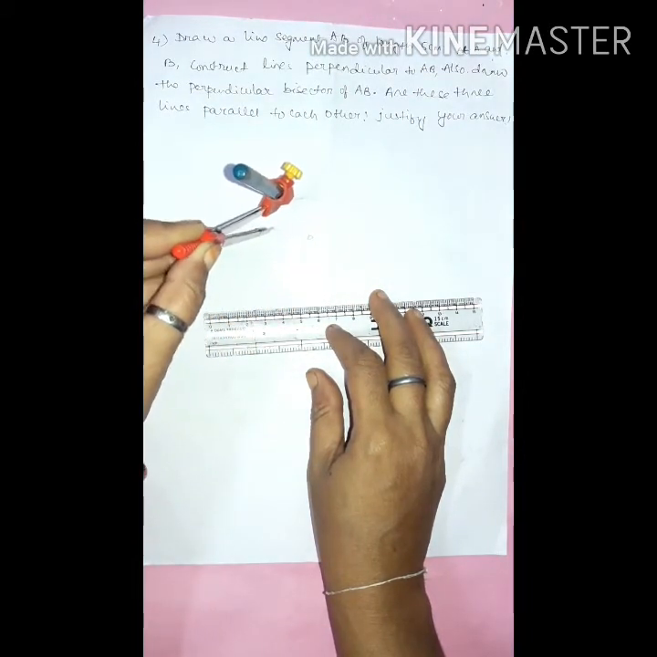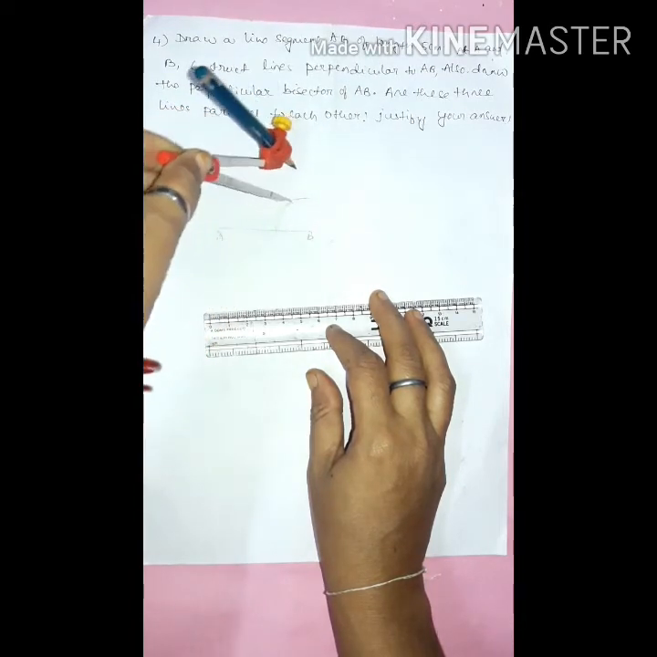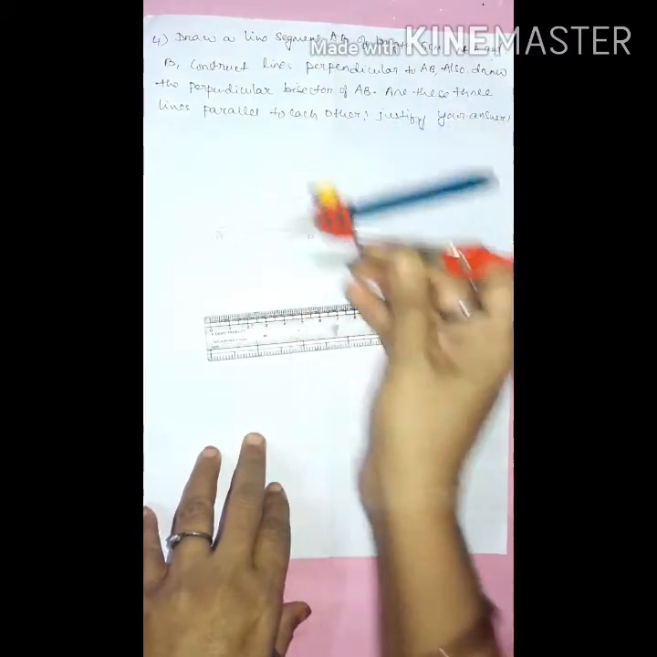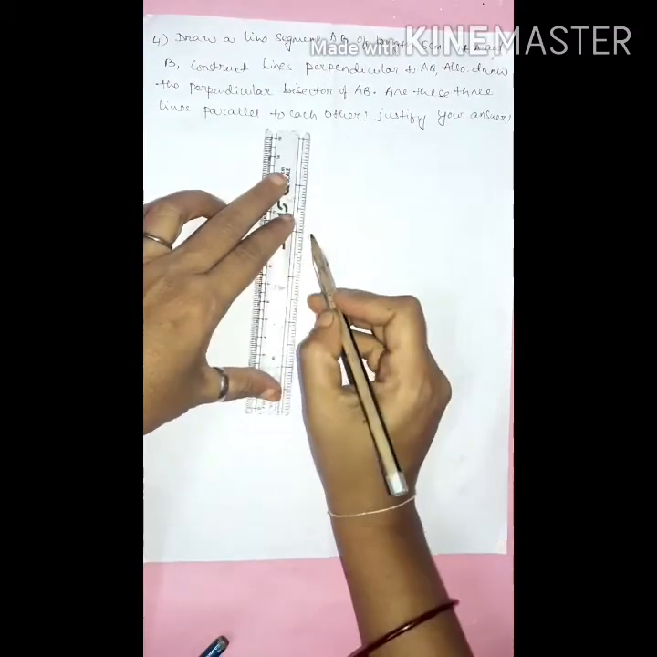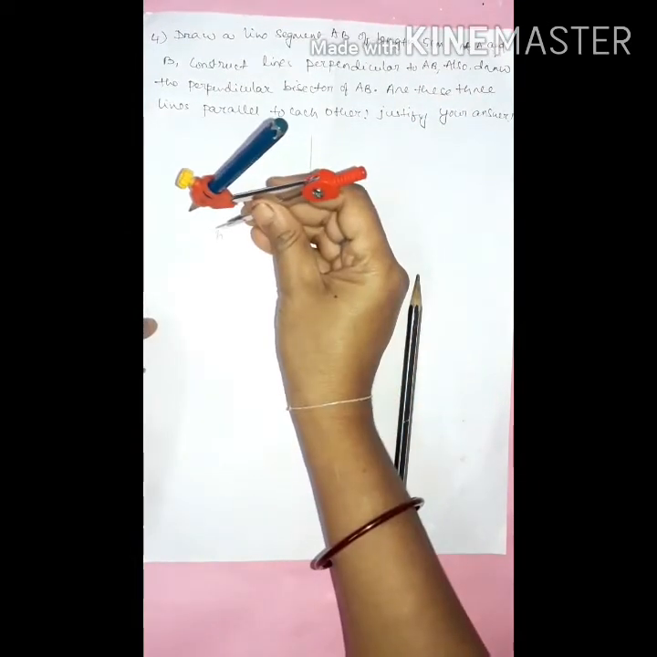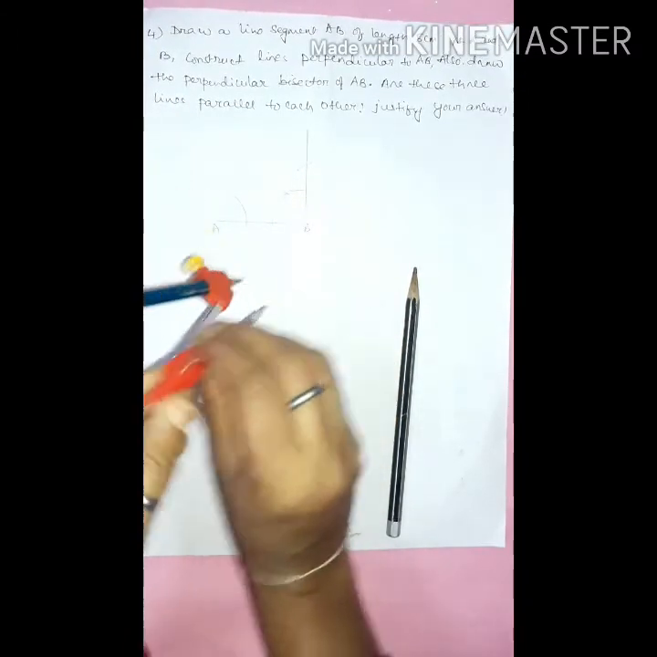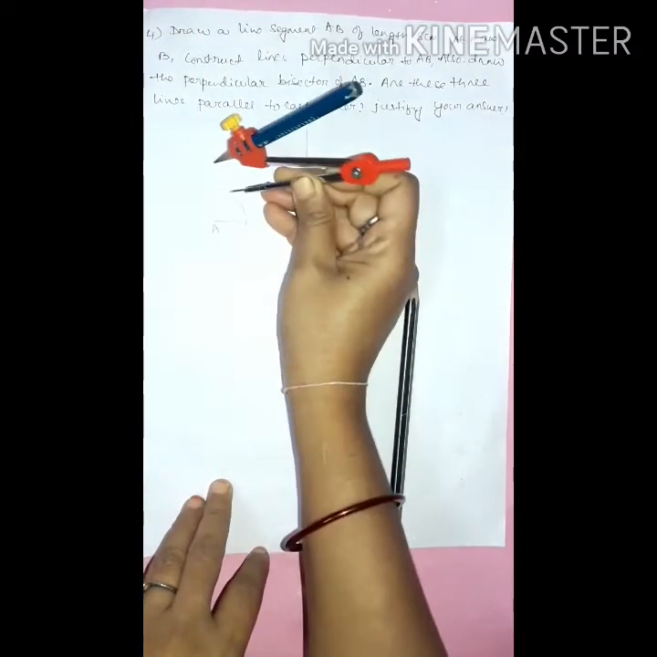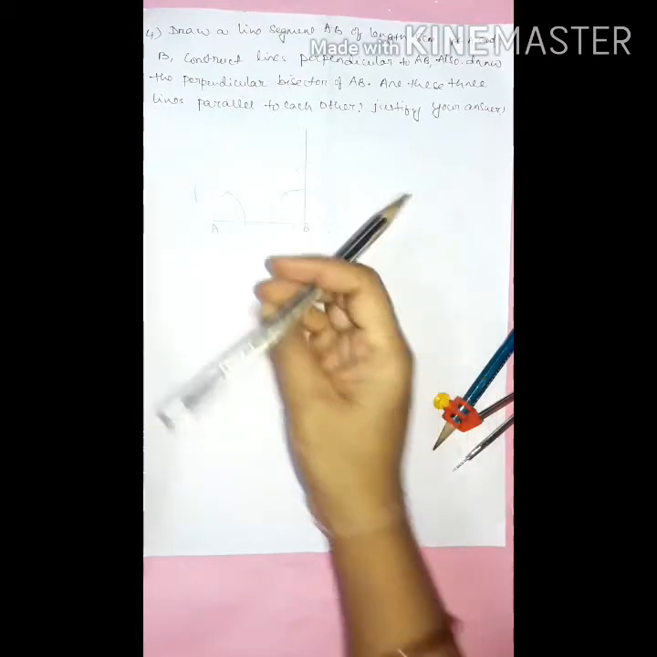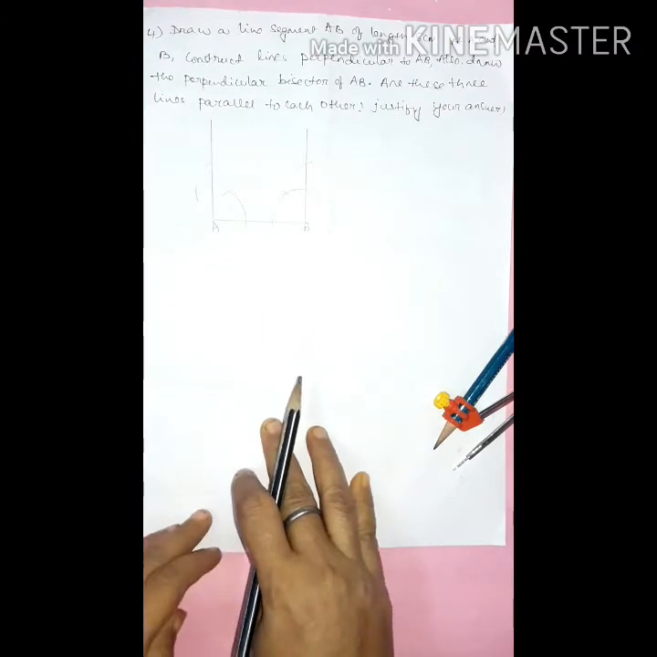So this is the 90 degree. Clear? Similarly, we can also construct the 90 degree here with the help of a compass. This is the compass. Take a semicircle. Now take equal arcs here and cut. So now this is the 90 degree. Clear? Both were constructed at 90 degrees at A and B.